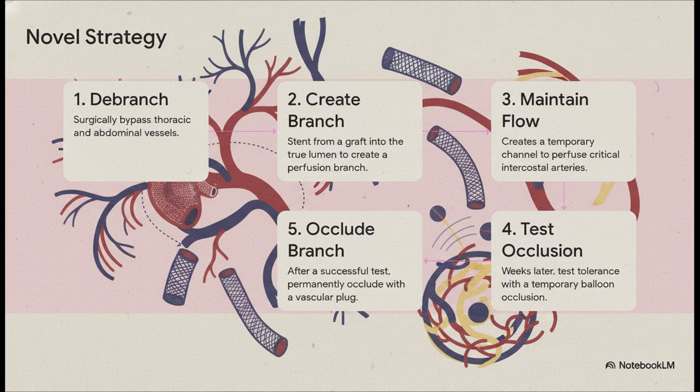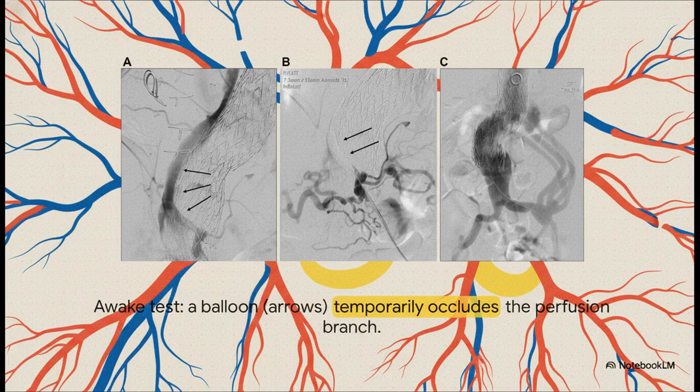It created a temporary lifeline, a dedicated channel to keep blood flowing to the critical intercostal arteries that come off that true lumen. With that lifeline in place, they could then safely deploy the main large stent graft inside the false lumen to fix the aneurysm. But they weren't done. Weeks later, they brought her back for the final act, a test occlusion of that perfusion branch, to see if the spinal cord could handle it, and then, finally, permanently plugging it. The whole idea is to precondition the spinal cord, to give its collateral blood supply weeks to grow stronger before the final step. These images here show that crucial safety check.